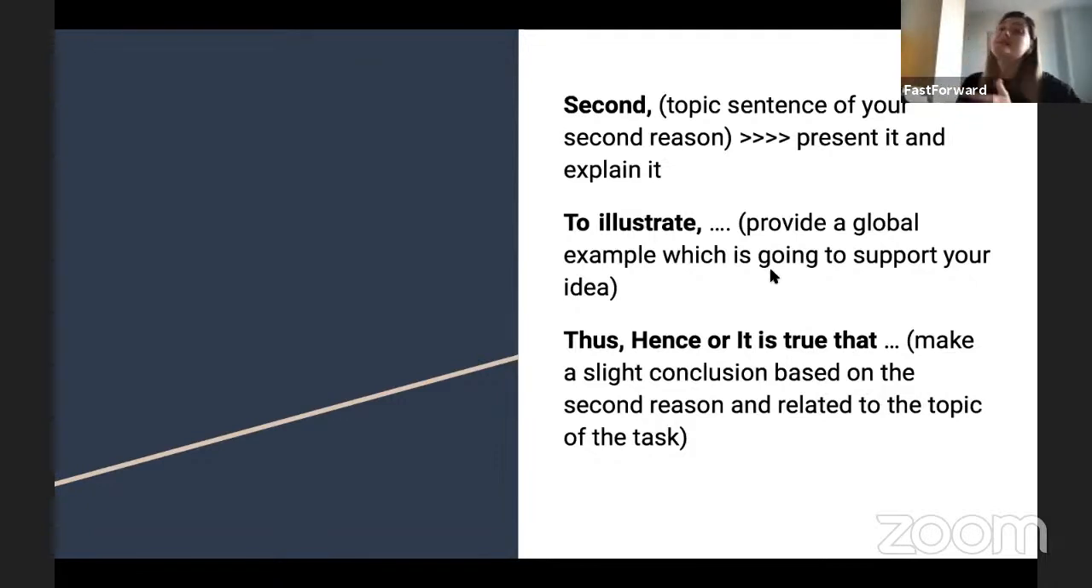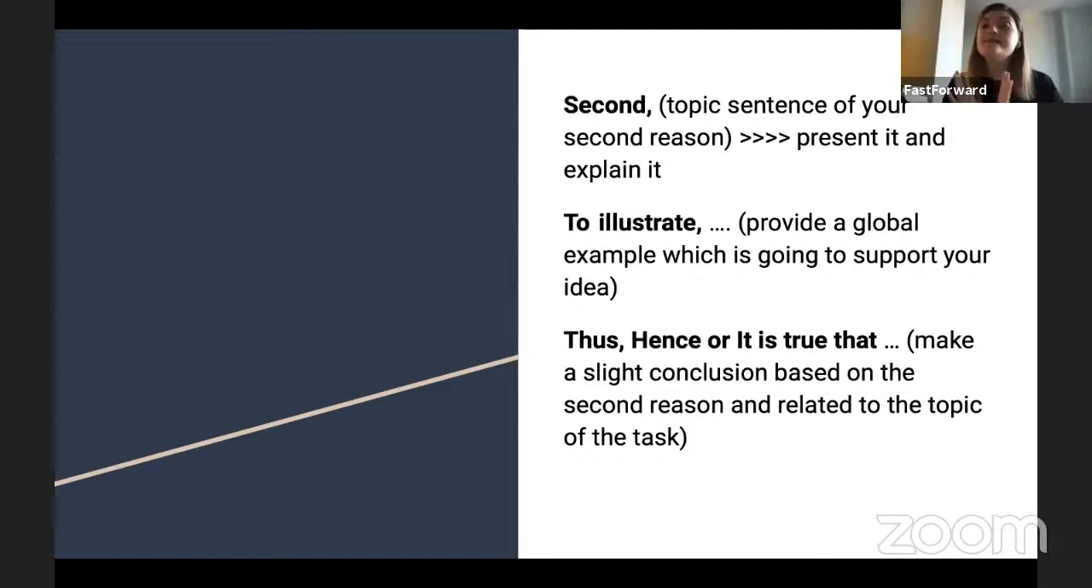And yeah, again, the same idea, you've got to provide your global example, right? So after "to illustrate," just go to this example and maybe talk about, I don't know, Russian primary schools or anything else, depending where you come from, right? It doesn't matter, but it should be a global example, right? So please make sure that you follow this idea.